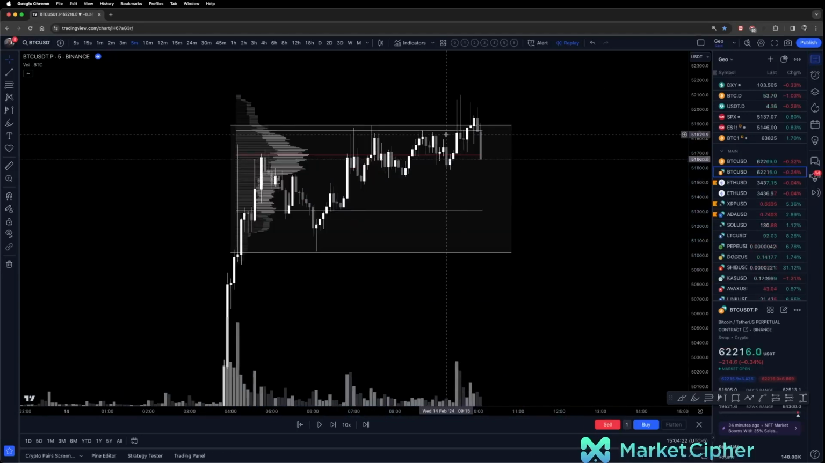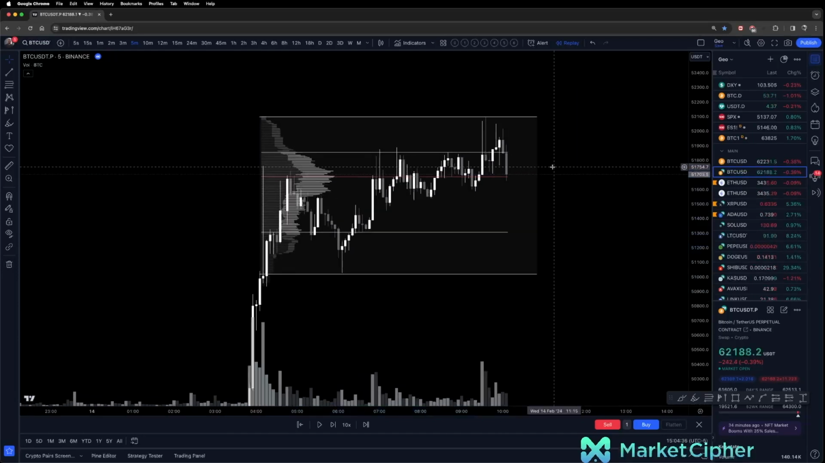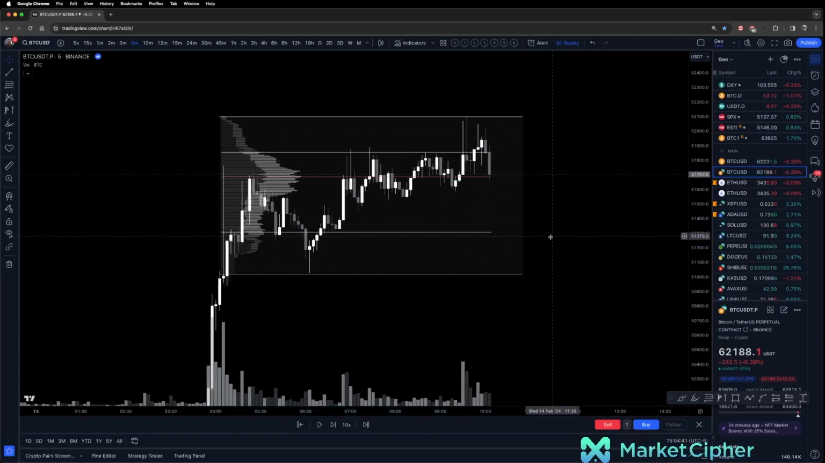Let's keep moving. All right, we forwarded a little bit there, but we got more wicks to the upside and price falls back within the range. So we are going to extend our range. And so this is how you can start to identify the range developing as it is developing.